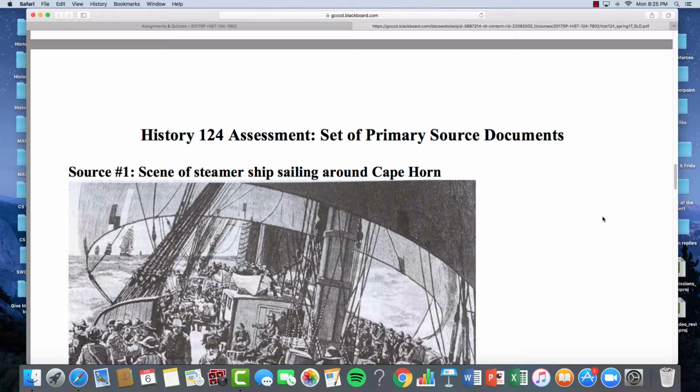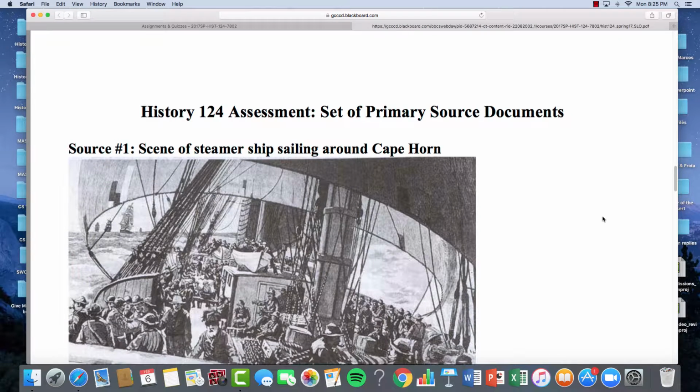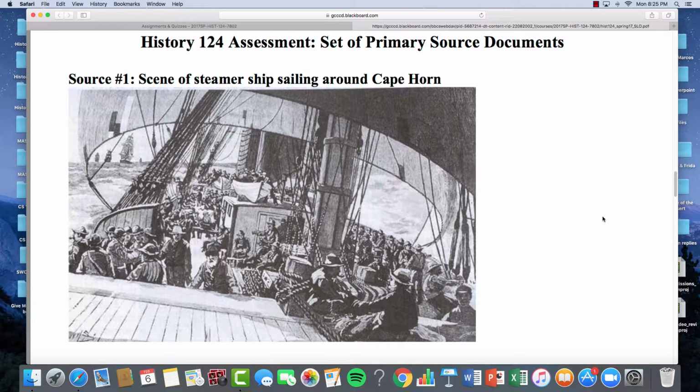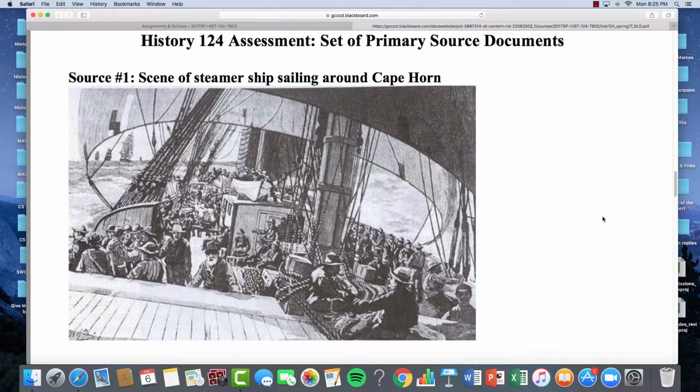Okay, the first source right here is we have a painting, and what this painting or this diagram or picture seems to represent is a steamer ship of gold miners. Looks like they boarded a ship somewhere. We don't know if they're coming from New York. Maybe they're coming from Europe. Maybe they're coming from the Atlantic coast of Mexico. We don't really know for sure.